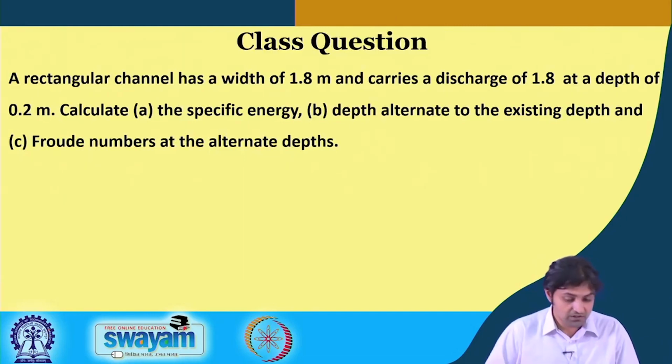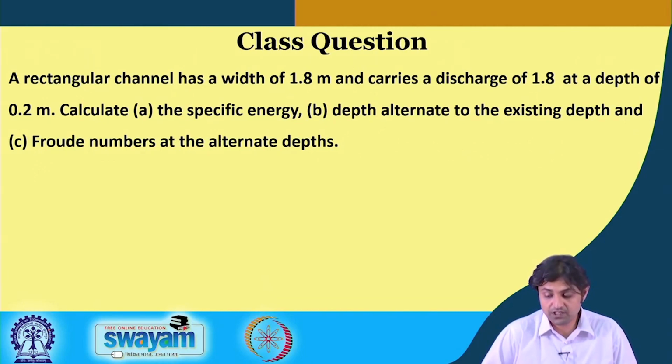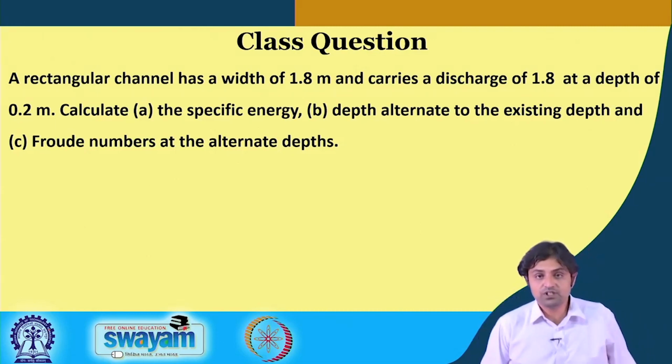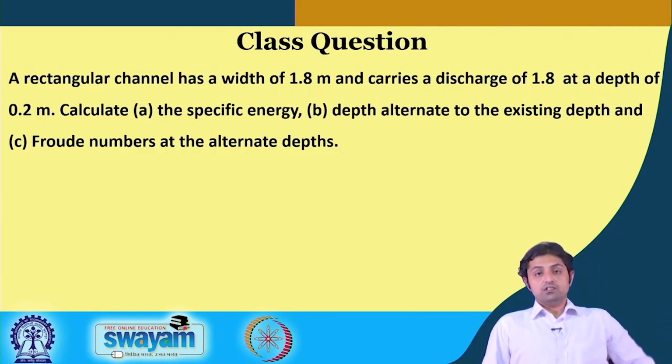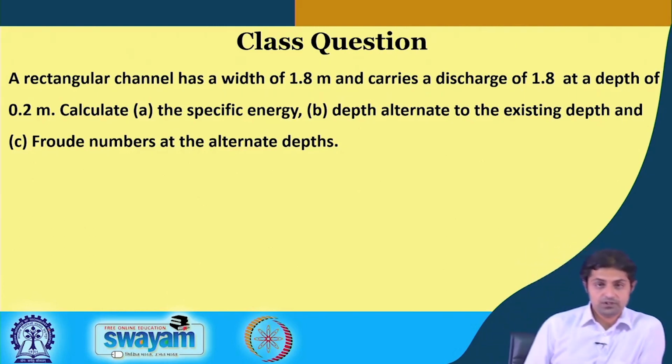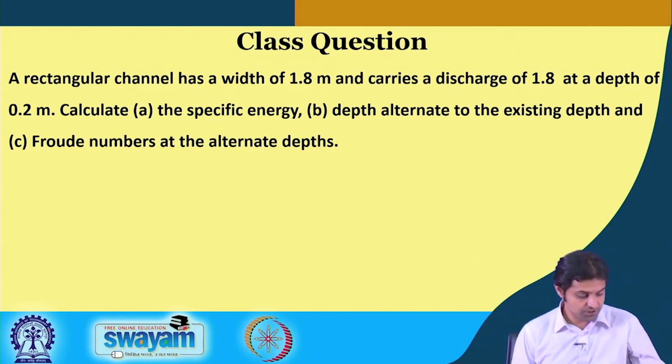So, another question, it says a rectangular channel has a width of 1.8 meters and carries a discharge of 1.8 at a depth of 0.2 meters. Calculate specific energy, depth alternate to the existing depth and Froude number at alternate depths. Alright. So, in the beginning we do not know what type of question this is, hydraulic jump or not hydraulic jump, but this is a standard problem of open channel flow. So, we should start by writing down what are the things that we know from before.